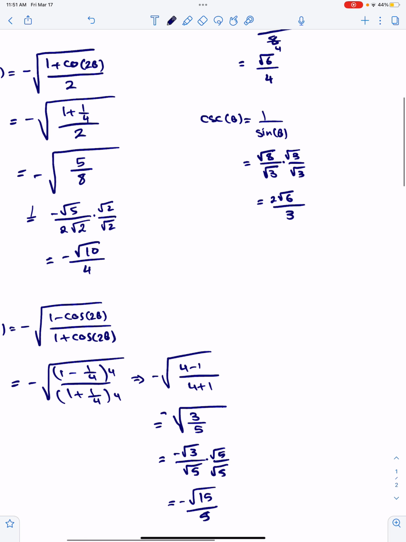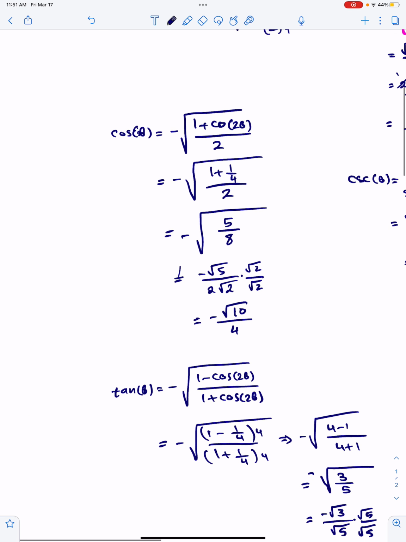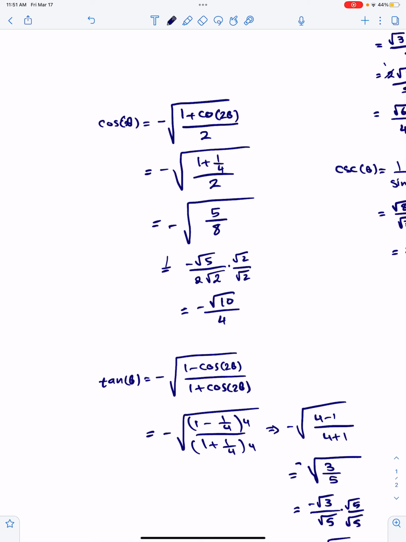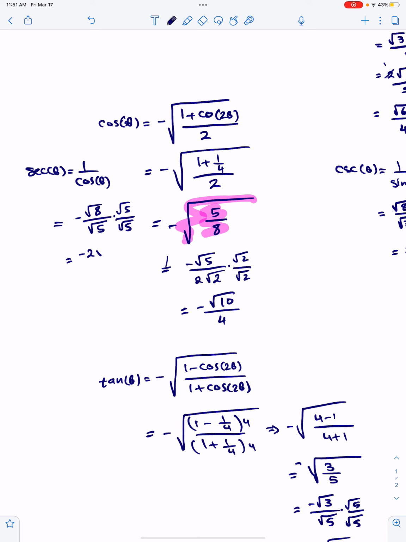And then secant. I can find secant from cosine. So secant theta is 1 over cosine, which is basically the reciprocal of this answer. So I'm going to say this is negative square root of 8 over square root of 5 multiplied by square root of 5 over square root of 5. I will get negative 2 square root of 10 over 5.